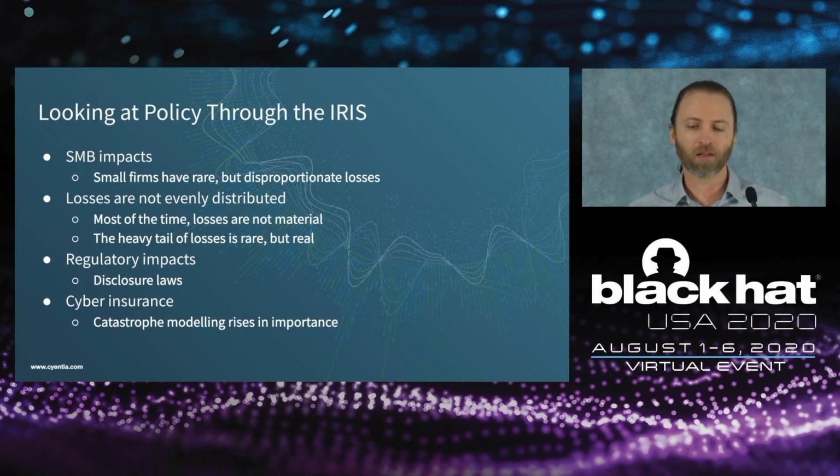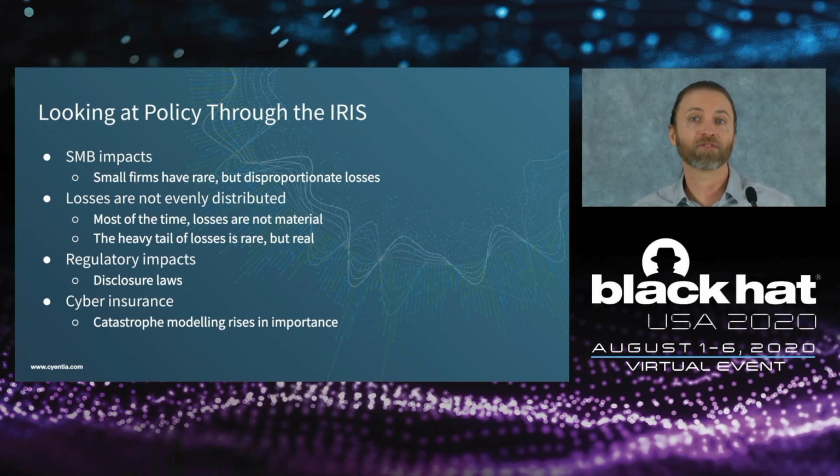Well, first of all, the small and medium business impacts are very disproportionate. Publicly disclosable breaches hit the small firms much greater than they do the large firms in terms of the materiality of these breaches. While they are not hit as often as their larger peer groups, the impact to these small firms can be really large because losses are not evenly distributed. Most of the time, losses are not material, but for these small firms, if you have hit the heavy tail of losses, there's very real costs involved here.